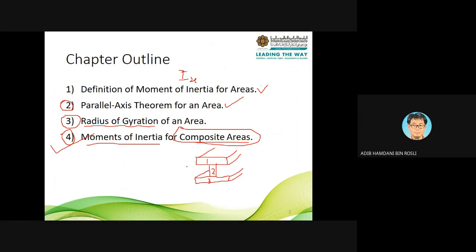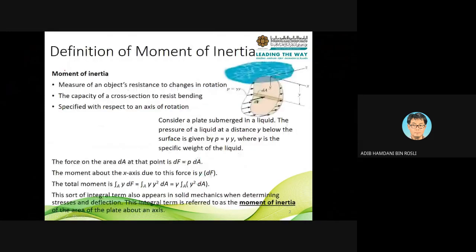But in the previous composite areas, we learned how to find the centroid. Now here you will find out how to find the moment of inertia if you have this kind of composite area, a certain type of cross-section area like this, which you can divide into simpler or known shapes like rectangle, triangle, circle or semicircle. You remember the example with a hole in the YouTube video, right?